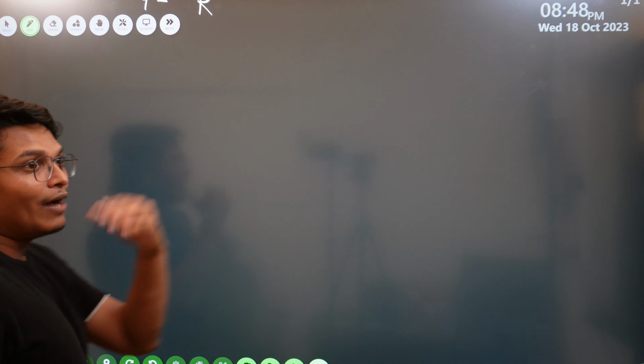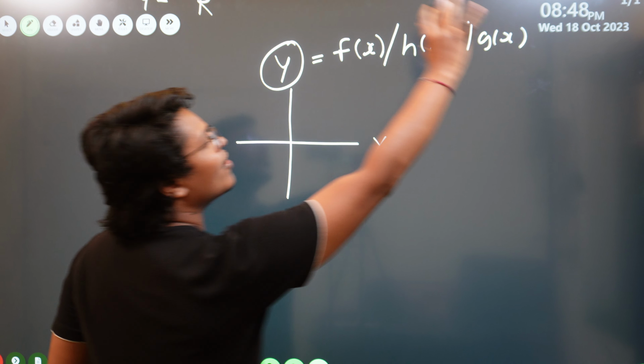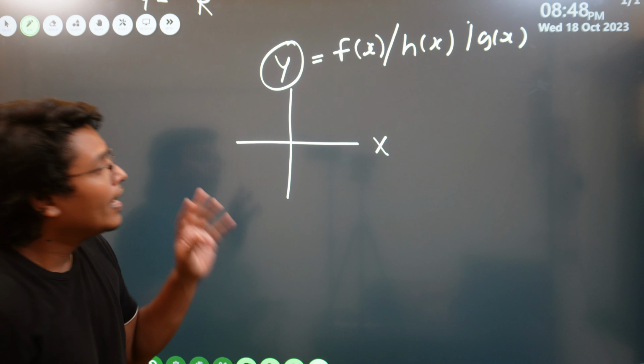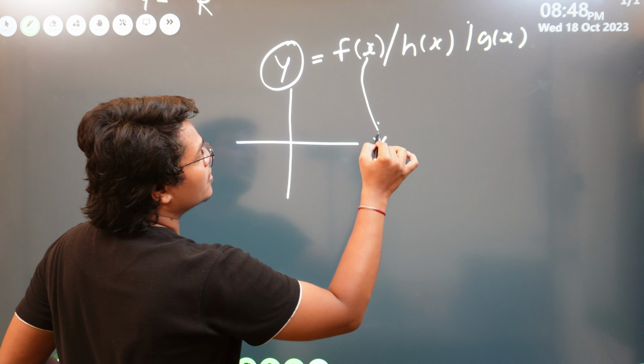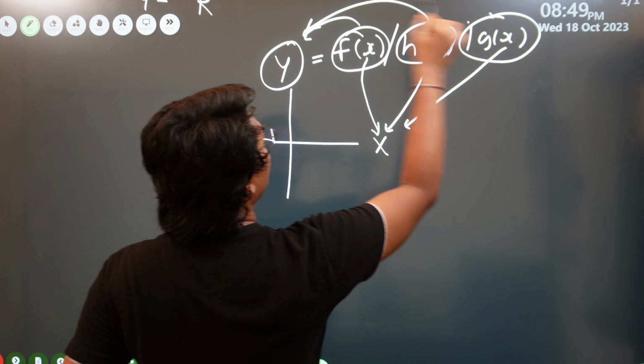Whenever you have been given a graph, we take the x axis and y axis, right? This y axis is nothing but f of x, or h of x or g of x. You can take any of them. This x represents the input and this f of x represents the output, that is y. Is my point clear? Yes.